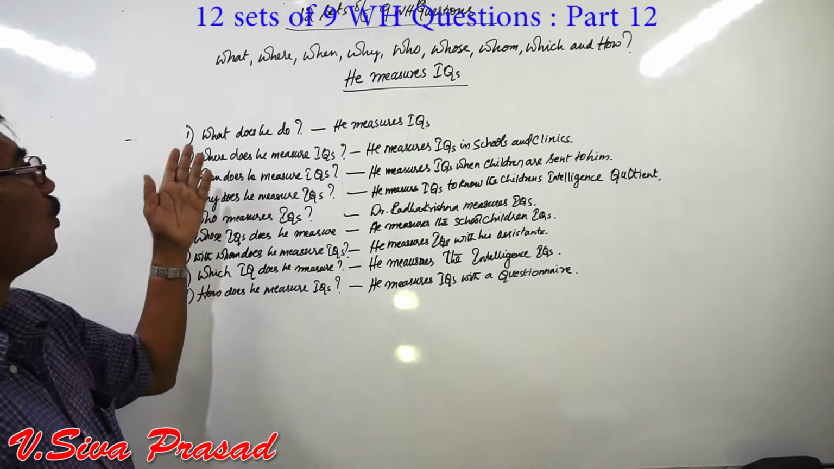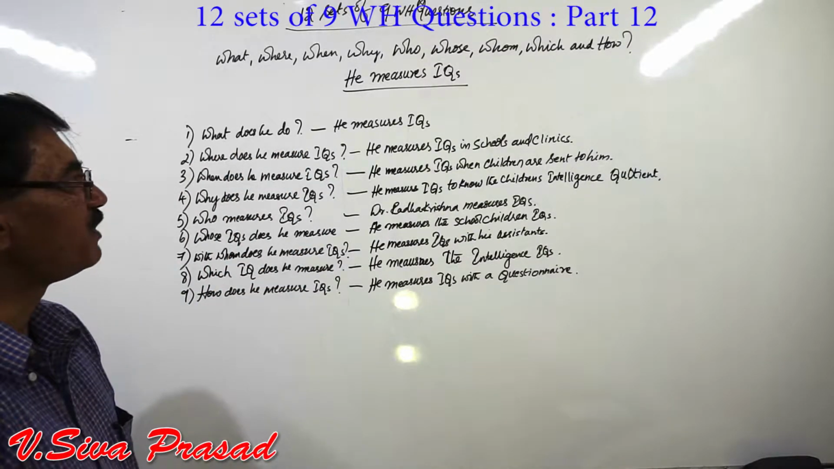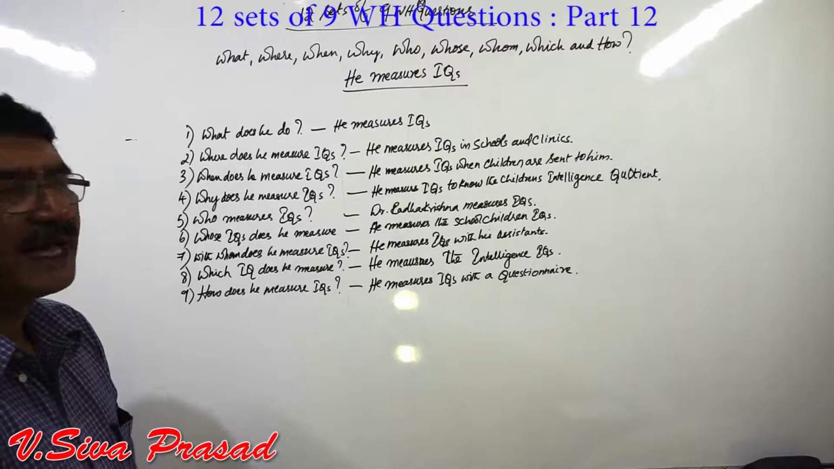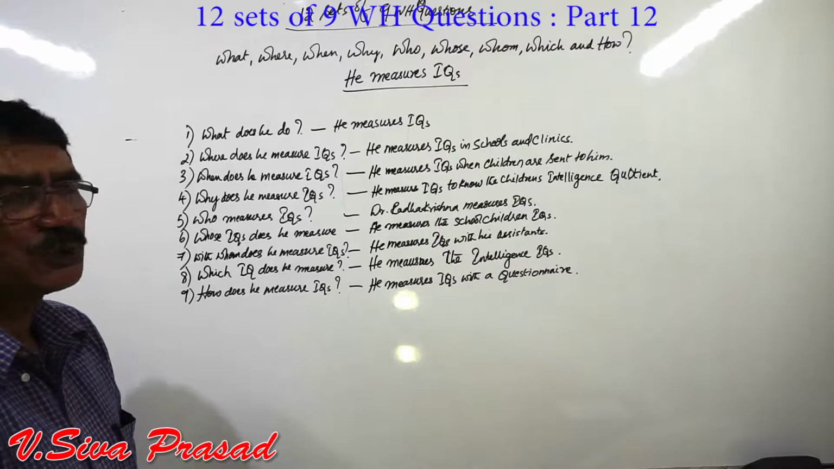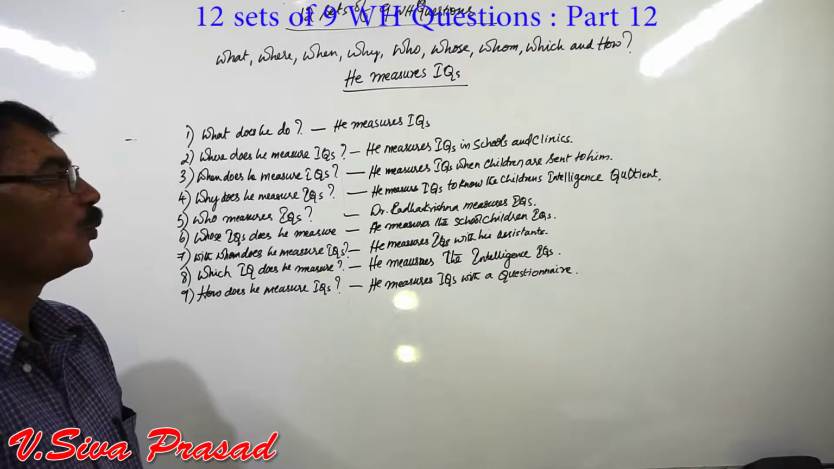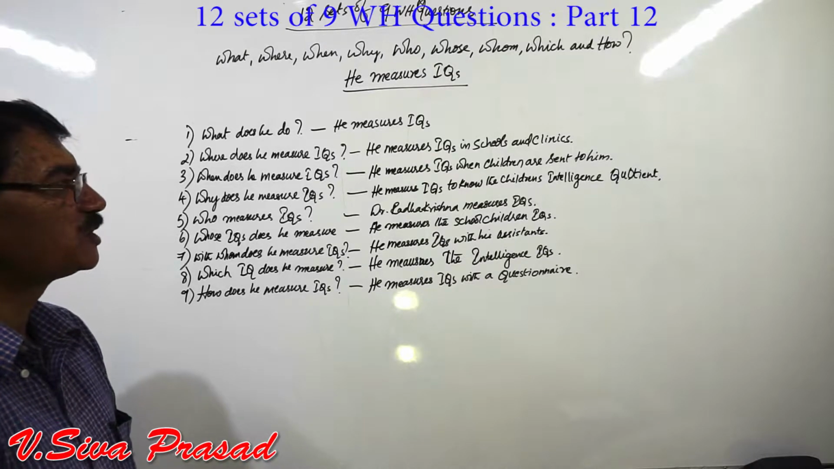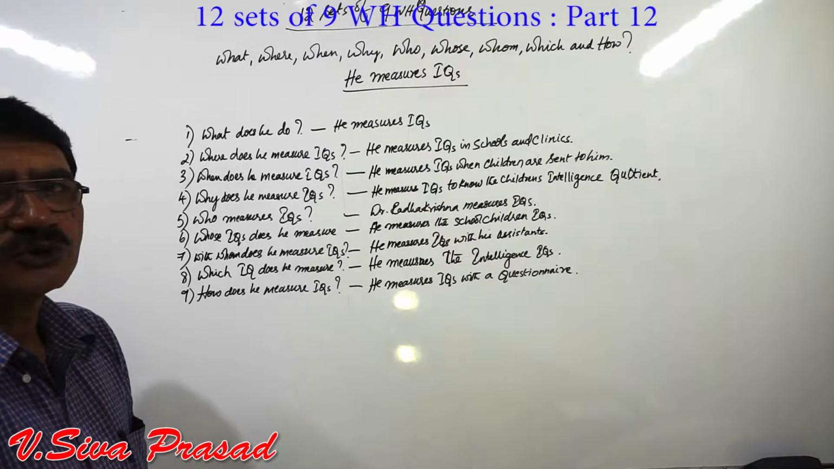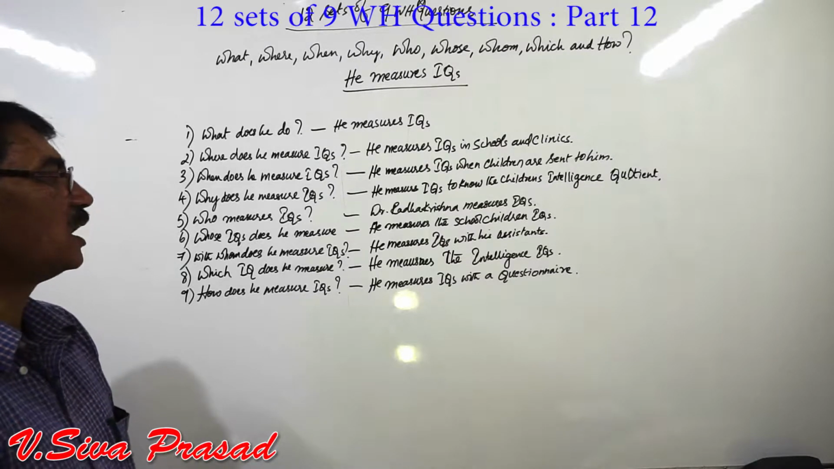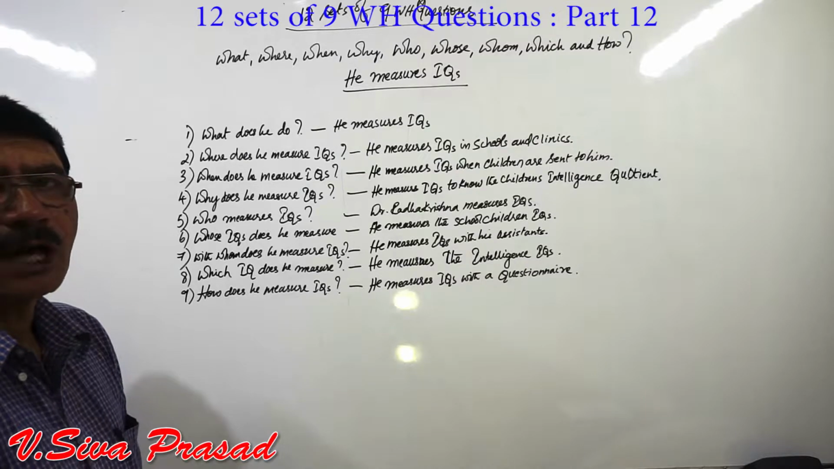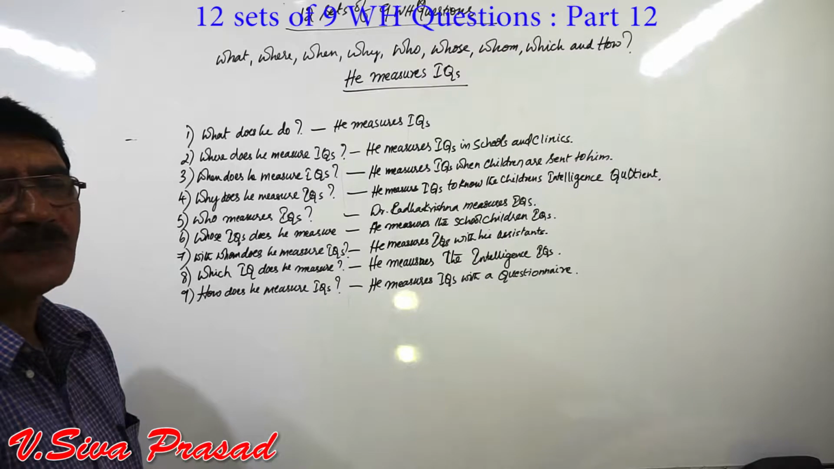Second set. What did he do? He measured IQs. Where did he measure IQs? He measured IQs in schools and clinics. When did he measure IQs? He measured IQs when children were sent to him. Why did he measure IQs? He measured IQs to know the children's intelligence quotient. Who measured IQs? Dr. Radhakrishna measured IQs. Whose IQs did he measure?